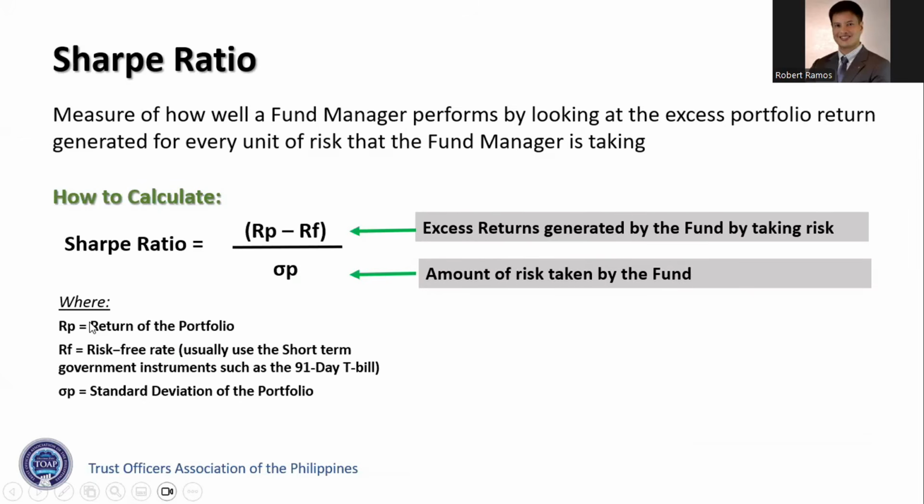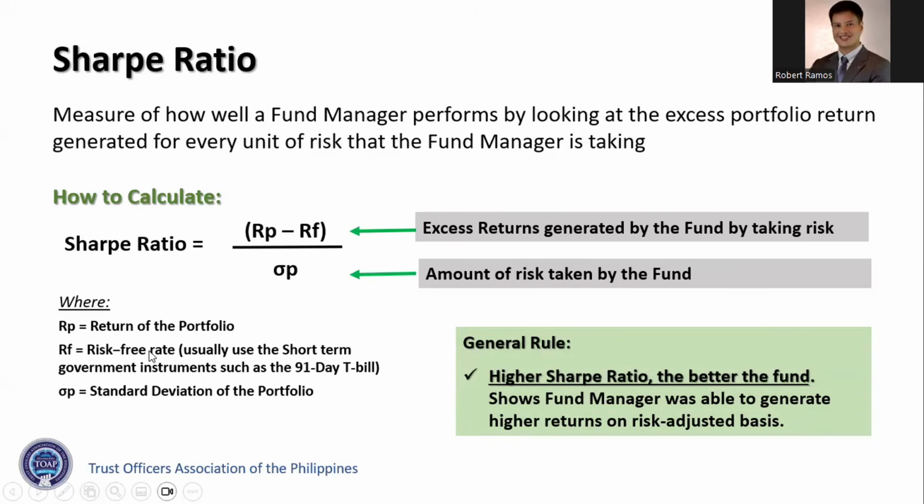Remember, RP is the return of the portfolio for that period in time. The risk-free rate is usually the short-term government instruments. So it can be the 91-day T-bill, it can be the 1-year government security, the 2-year or the 3-year government security. And the denominator is the standard deviation of the total portfolio.